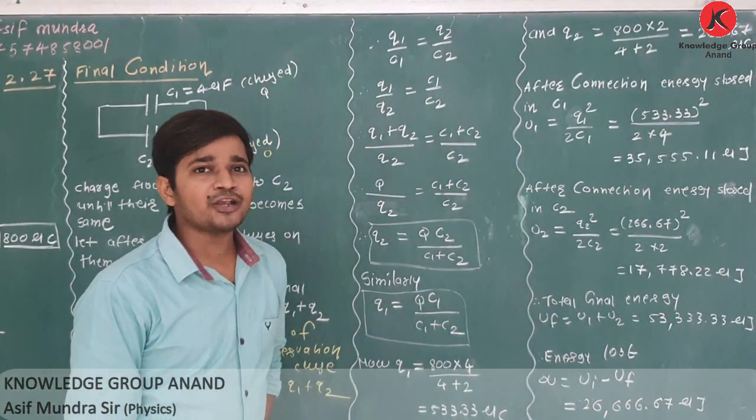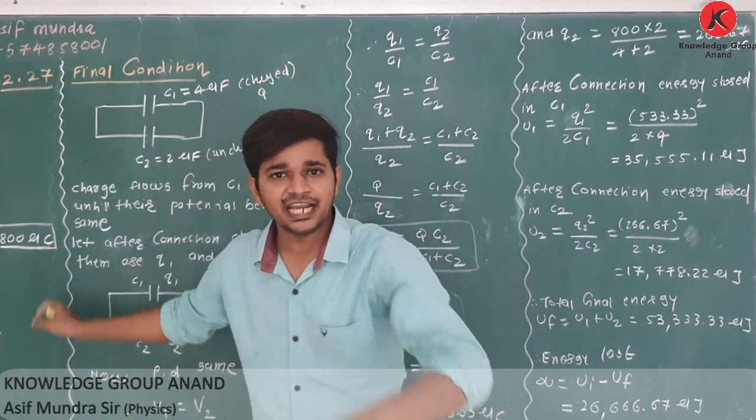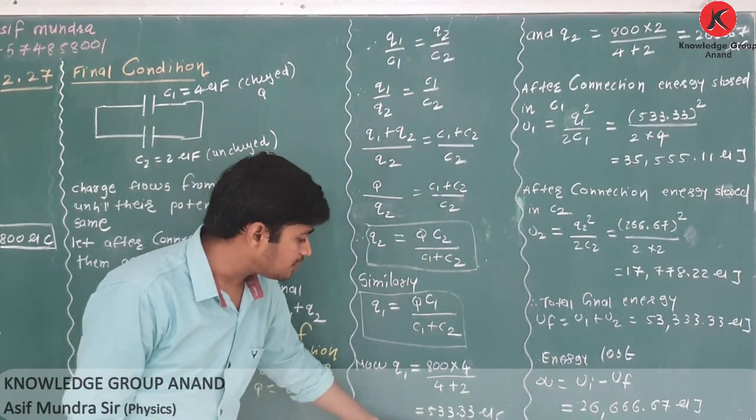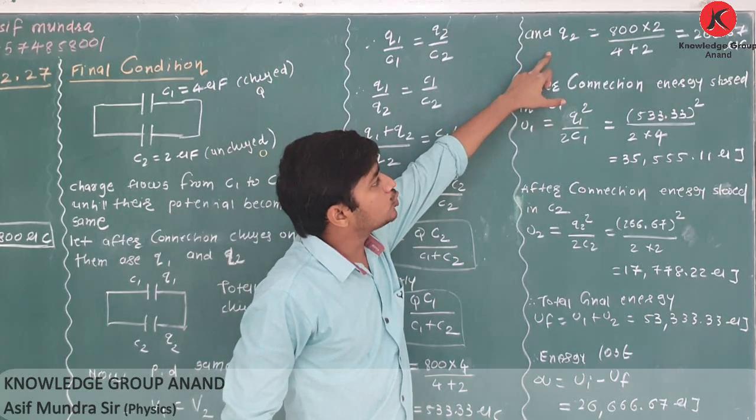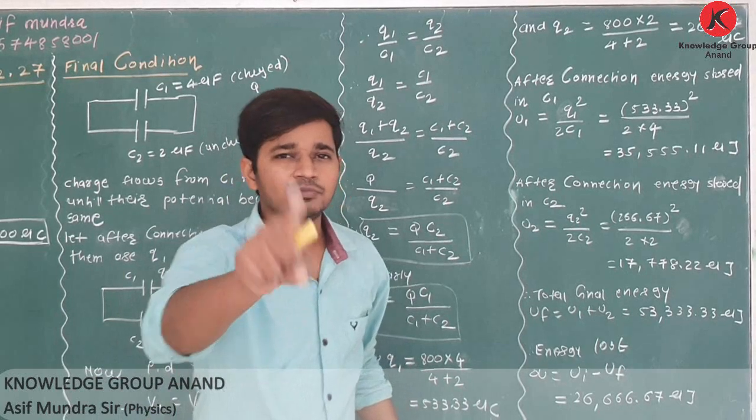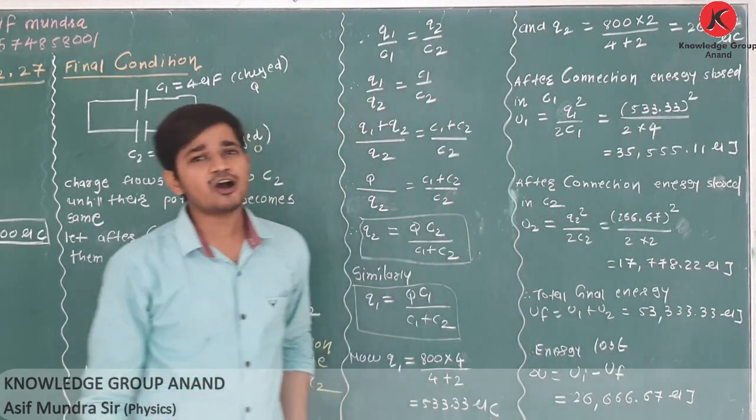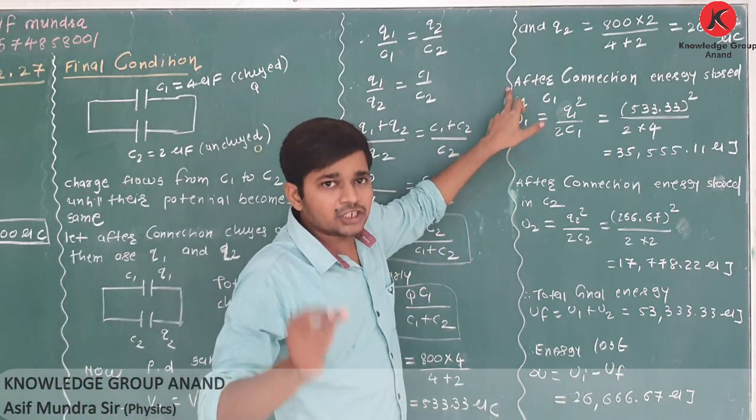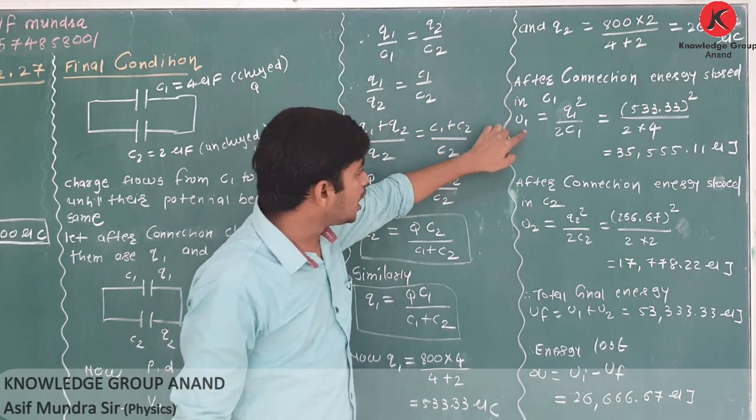Now, how to verify your answer? See, what is the total initial charge? 800. After connection, the charge on the first capacitor is 533.33 and on the second capacitor is 266.67. If you add Q1 plus Q2, yes, it will be 800, according to the law of conservation of charge. Now, after connection, how to find the energy? After connection, energy is stored in the first capacitor.